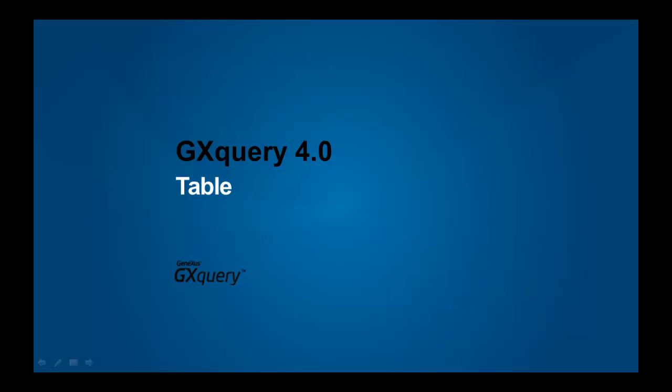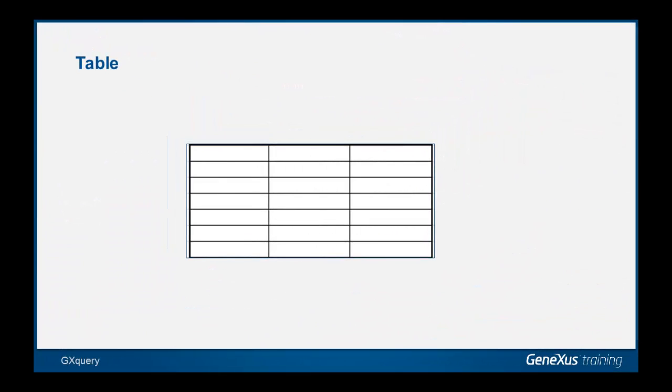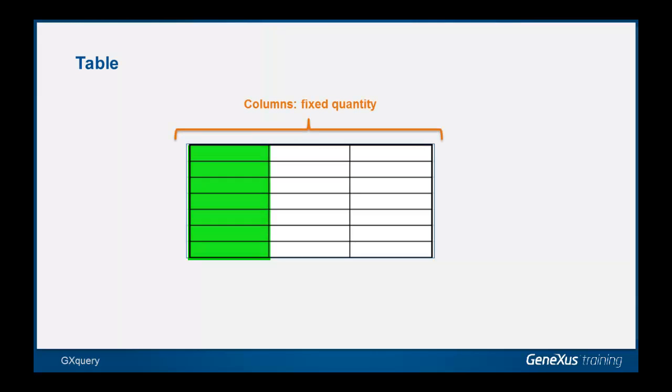The concept of table for GXquery is the general table concept, that is to say, a number of elements organized in rows and columns. The amount of columns is a fixed number, while the number of rows varies depending on the number of records to recover from the database.